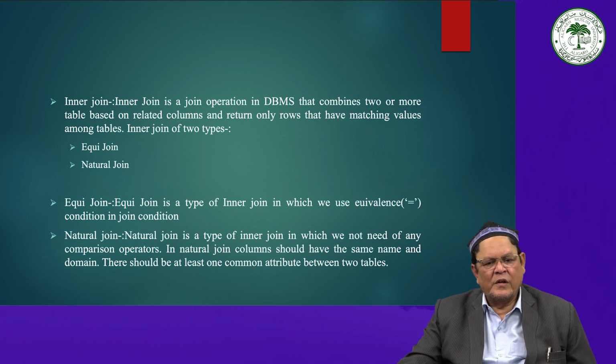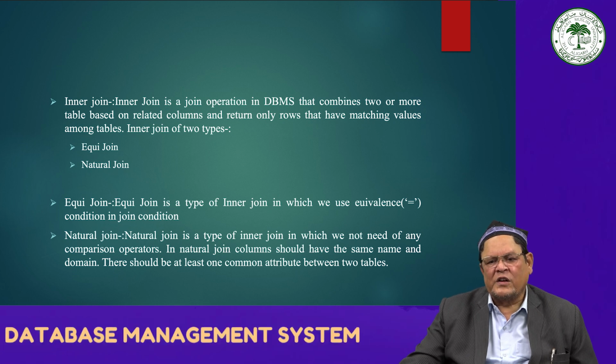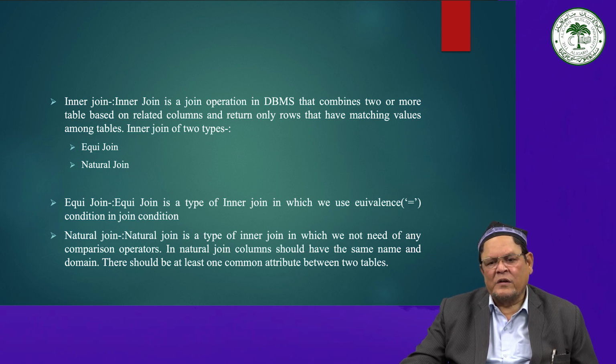Natural join. Natural join is another subtype of inner join where the join condition does not require explicit comparison operators. Instead, it relies on the columns with the same name and domain in both tables. In the natural join, there must be at least one common attribute between the tables, and the join operator automatically matches the rows based on the common attributes.